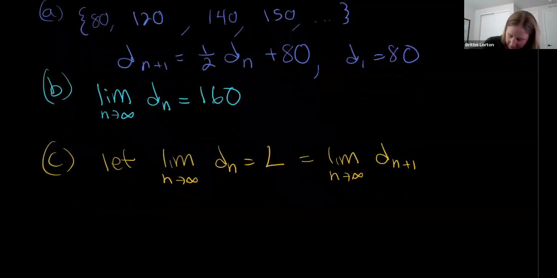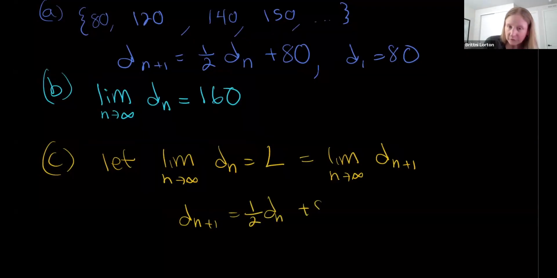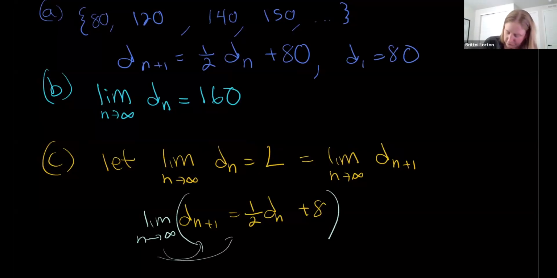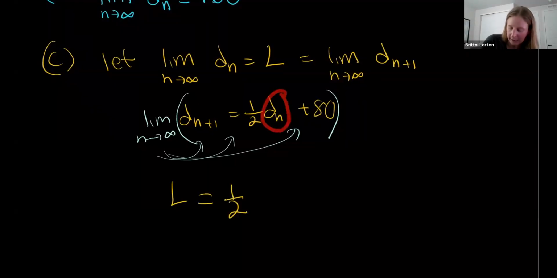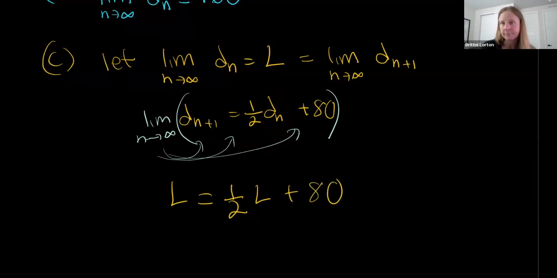Okay, and I also have something from before. From part A, I have the recurrence relation for that sequence. Then I can take the limit as n approaches infinity of both sides of that equal sign and distribute it across. When I do that, on the left, the limit of d sub n plus 1, we called it L. On the right, the limit of d sub n, I called it L. So that would be an L. 1/2 is 1/2 and 80 is 80.